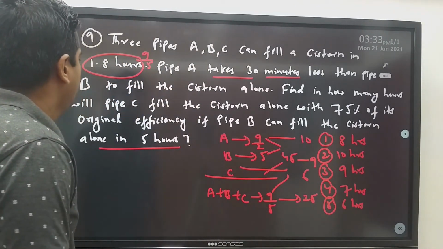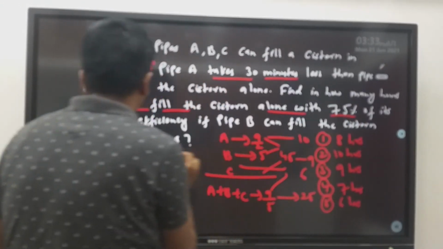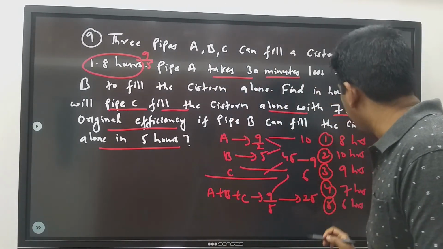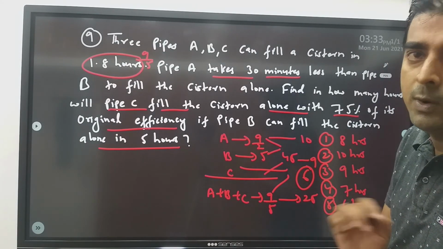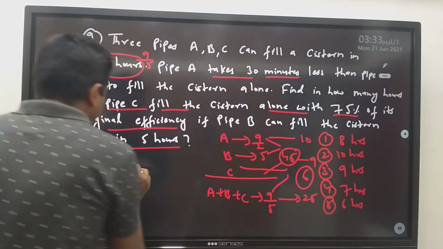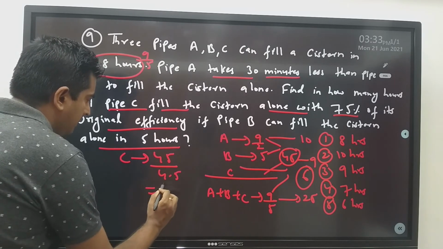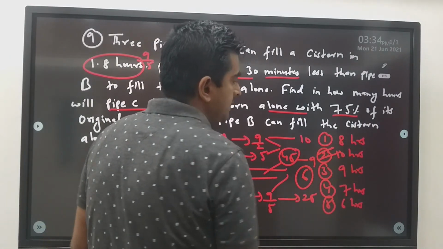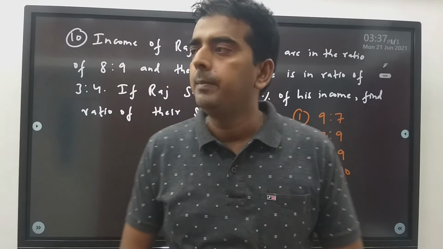Now they are saying that in how many hours will pipe C fill the cistern alone with 75% of its capacity? 75% of its capacity is nothing but 75% of 6. What is 75% of 6? 4.5. Right? But capacity is 45 only. So what about C? C will fill 45 divided by 4.5, which is 10 hours. C will take 10 hours to fill the cistern. My answer is second option. I hope you clear with previous question. We will see next one.